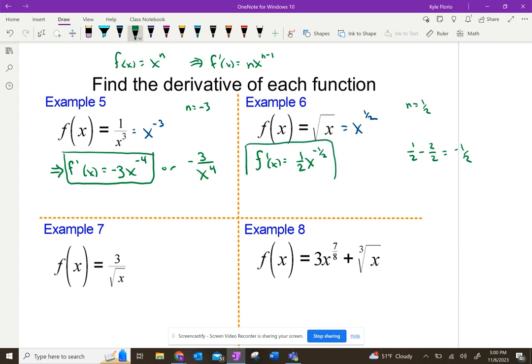And that's it. Okay. Again, in the back of the book, they'll probably write this as 1 over 2x to the positive 1/2. Or 1 over 2, and the x to the 1/2 is just the square root of x. So these are all equivalent, but you can just leave it like that.